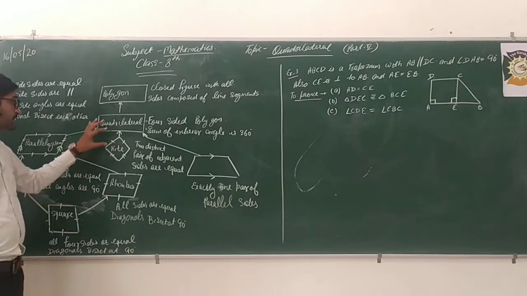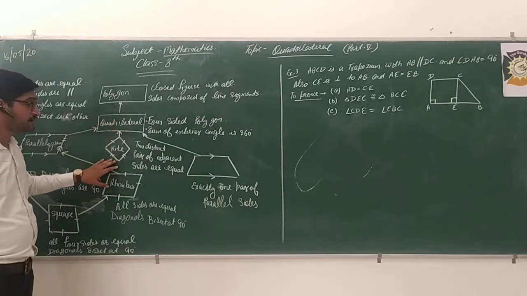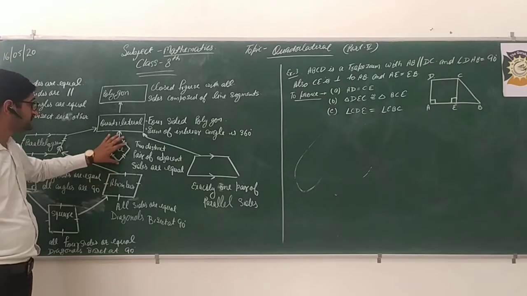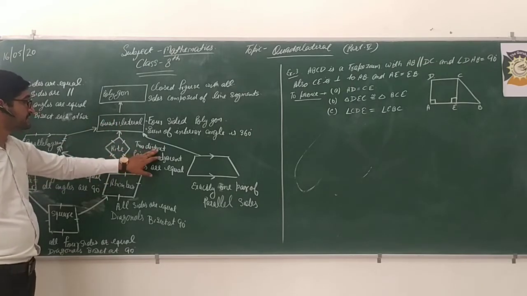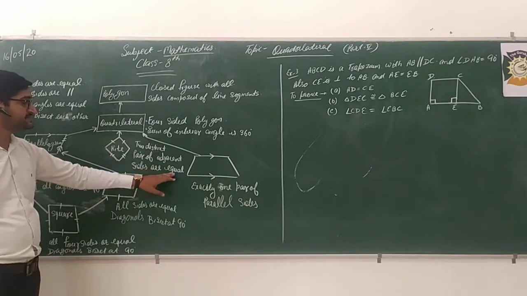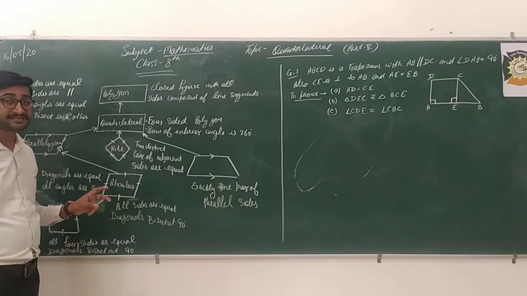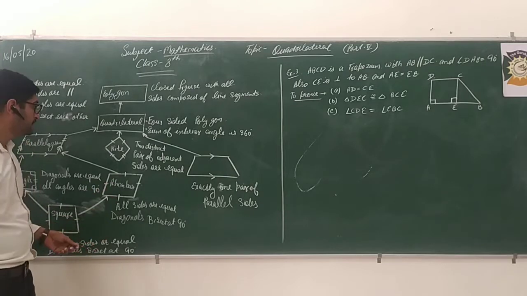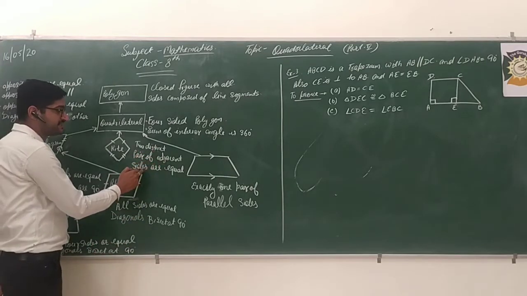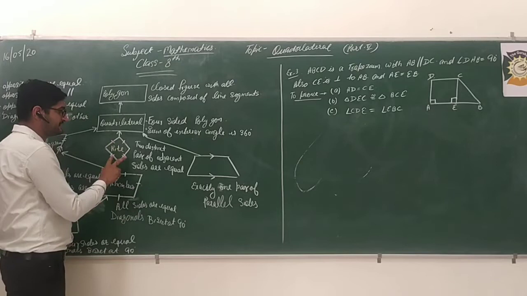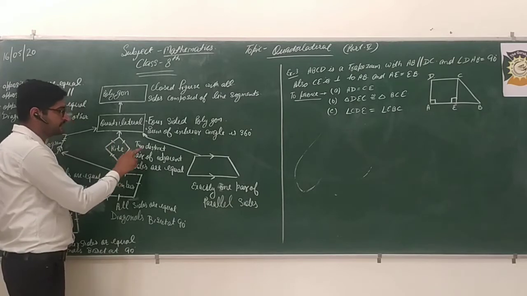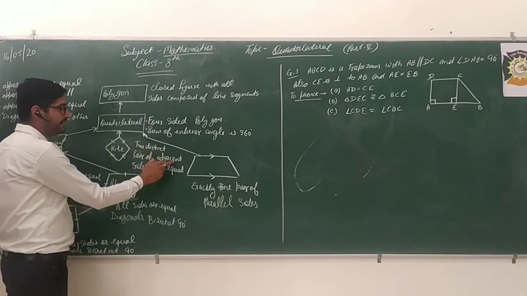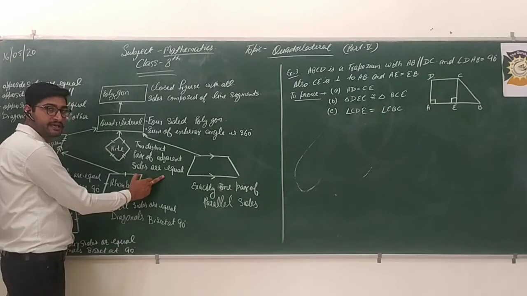After that, quadrilateral, kite. Kite is also a type of quadrilateral in which two distinct pairs of adjacent sides are equal. Distinct means different pairs. Now two distinct pairs of adjacent sides. These are the adjacent sides. You can see two pairs are there. One pair is this and the one pair is this. Now two distinct pairs of adjacent sides are equal.